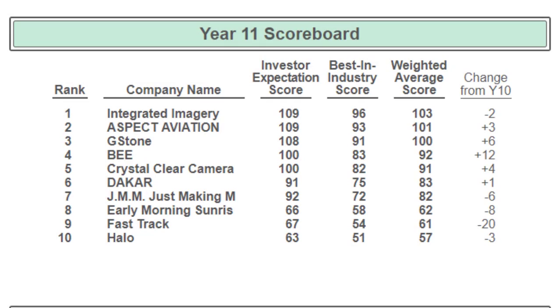Here we have the year 11 scoreboard. As you can see, Company I is still first place within year 11, of course. This is not the overall. This is just year 11 scoreboard. Then we have Company A at 101. Company G, Stone, 100. They gained 6.